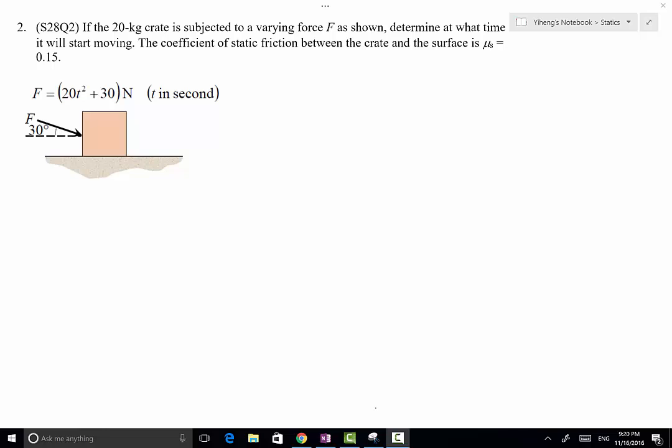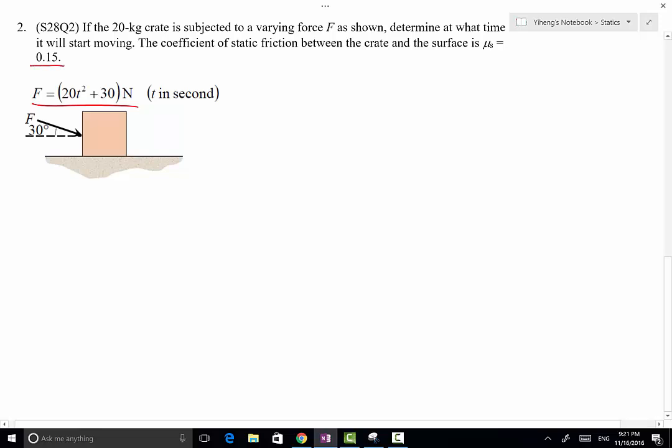In this problem, we have a crate with a mass of 20 kilograms, and it's subjected to a varying force F. This force is a function of time, and the box sits on this surface, and we need to determine at what time it will start moving, sliding on the surface. We're given the coefficient of static friction between the crate and the surface, which is 0.15.